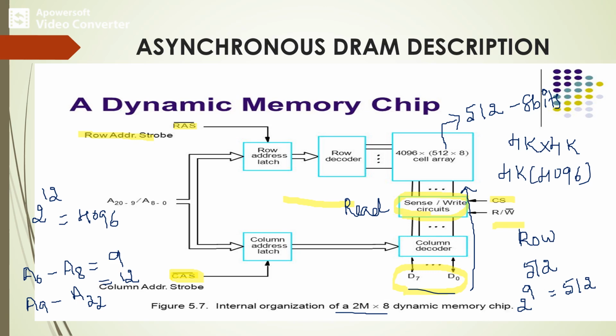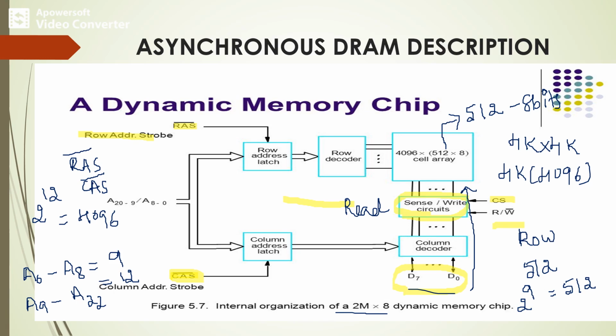So address strobe signals are active low, hence termed as CAS-bar and RAS-bar. Both the row address strobe signal as well as the column address strobe signal are nothing but active low signals. So this is how a dynamic memory chip works.